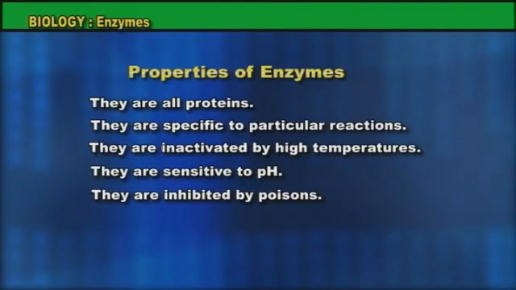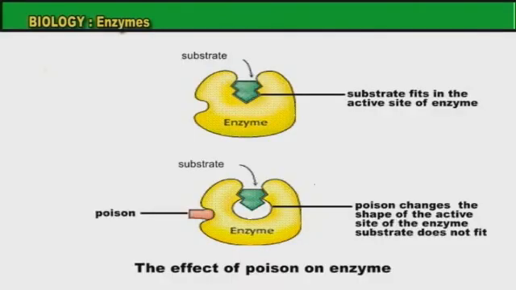The final property of enzymes that we will focus on is how they are affected by poisons. Enzymes are inhibited by poisons. Poisons can bind to the enzymes and cause distortion of the enzyme's active site. Thus, the enzyme is unable to attach itself to the substrate and carry out its function.